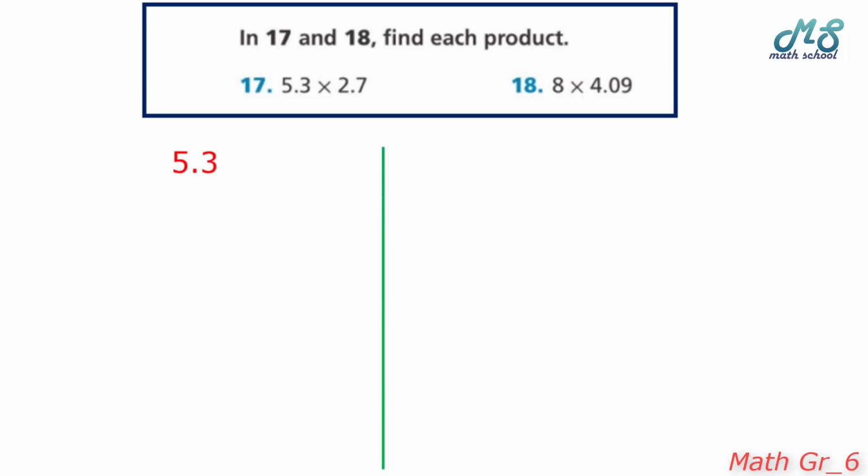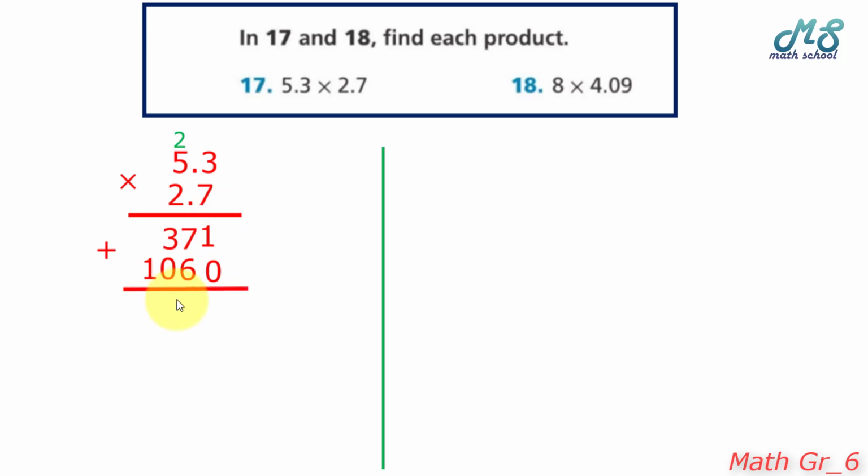First example, 5.3 times 2.7. Just ignore the decimal point and multiply as we studied before. Then you can insert the decimal point according to the decimal factors. First, multiply 7 by 53. You can ignore the decimal point. 7 times 3, 21. Write 1 and keep 2. 7 times 5 equals 35. 35 plus 2 equals 37. Write 0 in the ones place and multiply the tens. 2 times 3, 6. 2 times 5 equals 10.